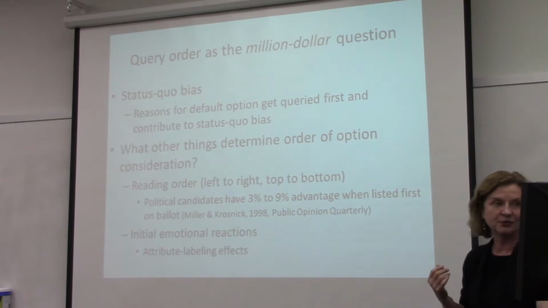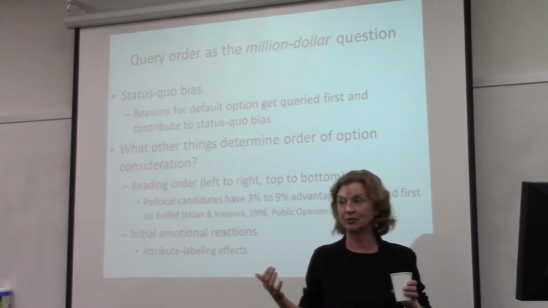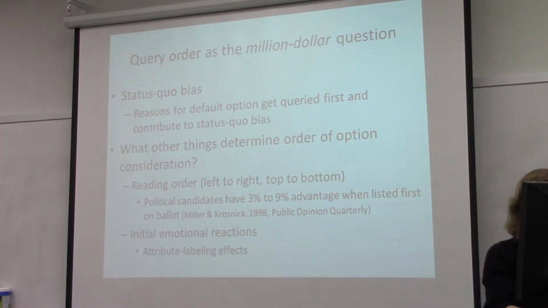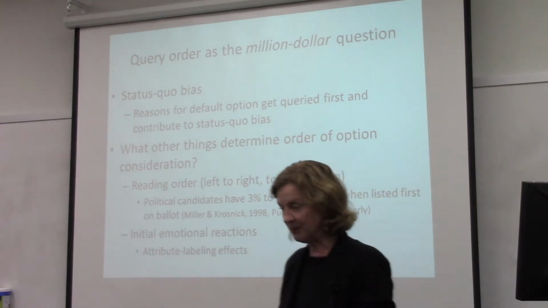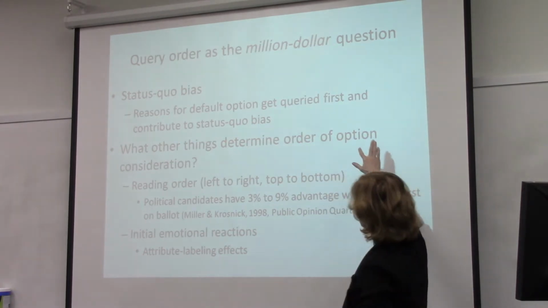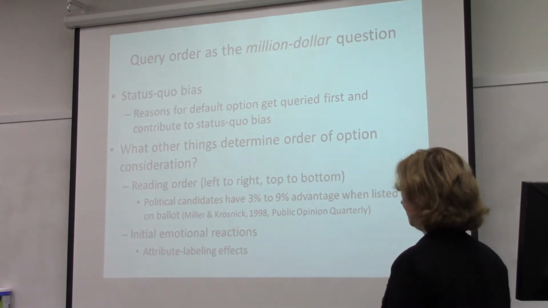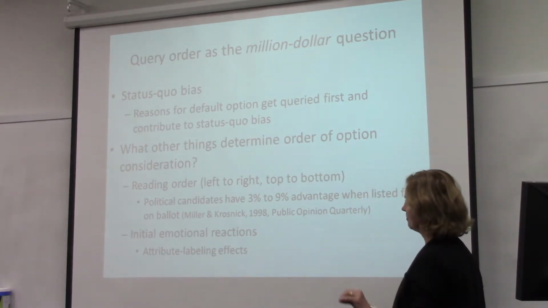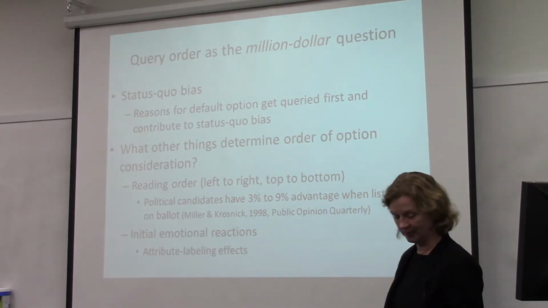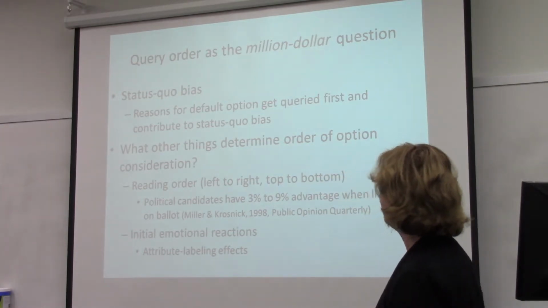Okay, so as I already said, this query order basically becomes the $1 million question, because it seems to be able to shape choices quite significantly. Default options are one important answer to what gets considered first. But then the question that we already anticipated a little bit: what are some of the other things that would give rise to these preferences for processing one option before the others? We talked about reading order, left to right, top to bottom, and this is a result about political candidates that John Krosnick and others have demonstrated many times.